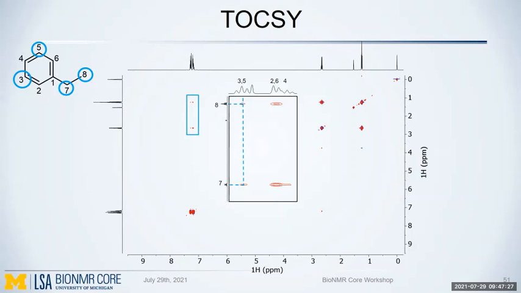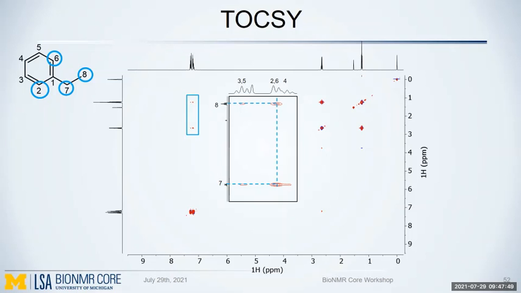So these are long range coupling. As you see, 7 and 8 is actually quite far away from 3 and 5. But in the TOCSY spectrum, you can see the correlation peaks. And then looking at 2 and 6, we also see some correlations from the TOCSY spectrum that show 2 and 6 are coupled to 7 and 8 as well.